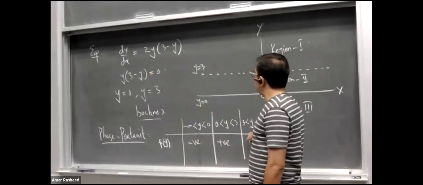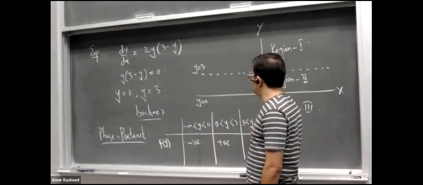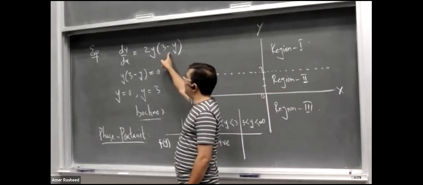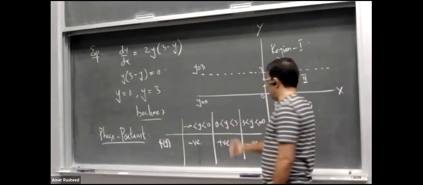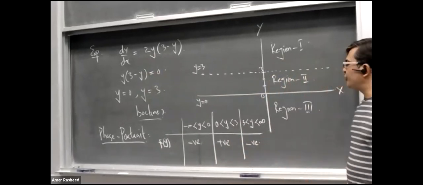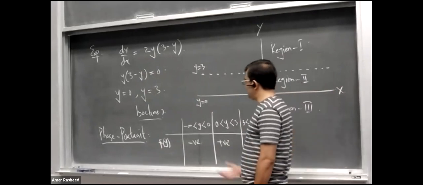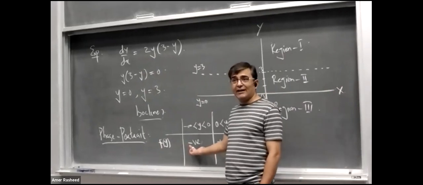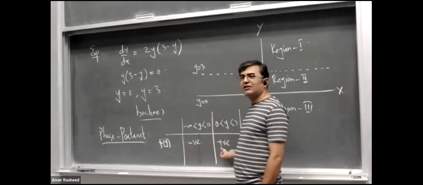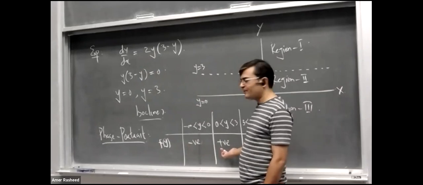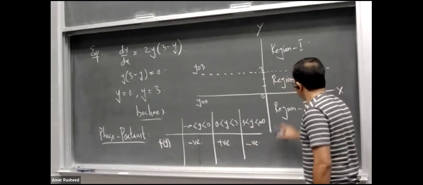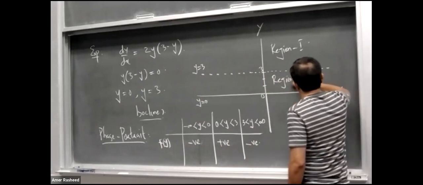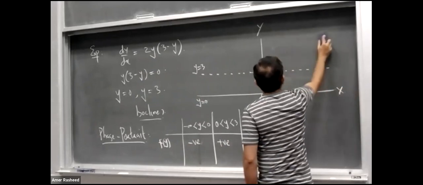In a third region, you choose any value. You choose 4, you get negative here, you get positive here. So you get negative here. So the slopes of the solution curves in this region will be negative. Slope of the solution curves in this region will be positive. Here, negative. So if you don't mention this thing, okay.